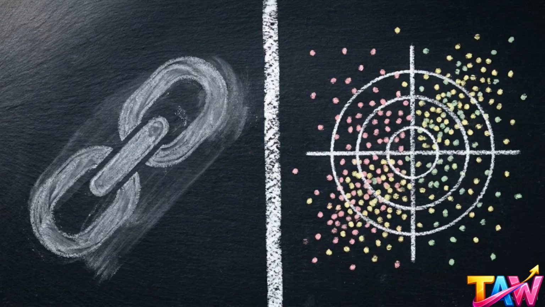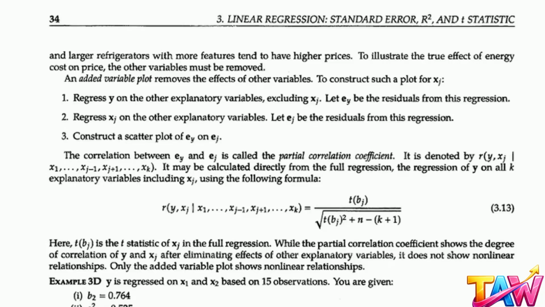To isolate true effects, we rely on the partial correlation coefficient and the added variable plot. This text outlines the mathematical mechanism. Step 1. Regress y, the price, on all other explanatory variables except energy cost, and isolate the residuals. Step 2. Regress xj, the energy cost, on those exact same explanatory variables and isolate its residuals.